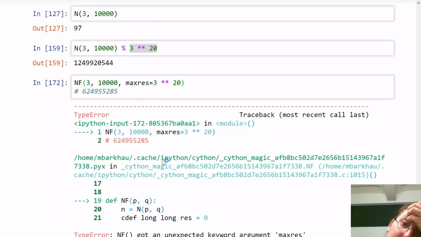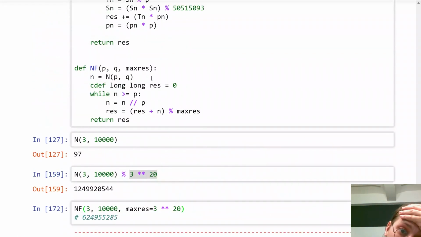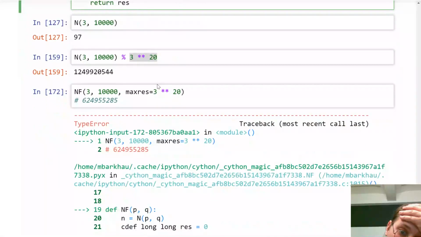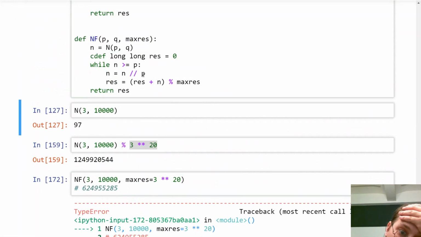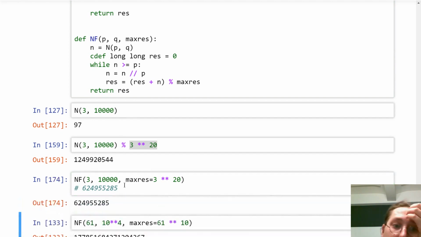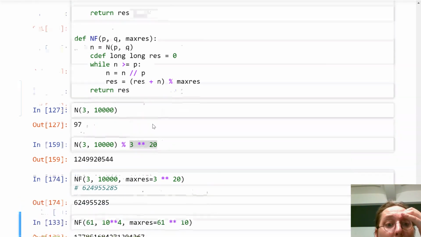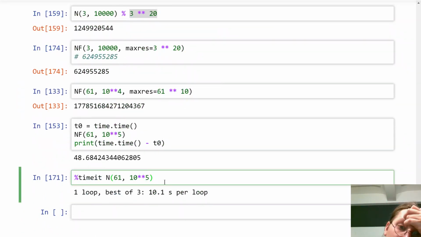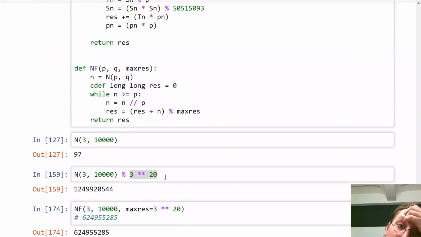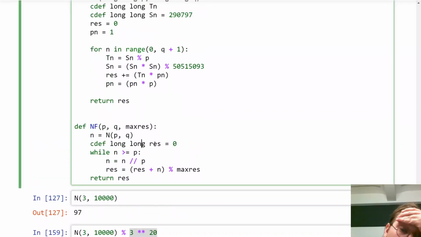Type error, really? Oh, I did recompile. If I didn't recompile, is this valid? Okay, so we have n, which is a big int, and we have p, which is a long.